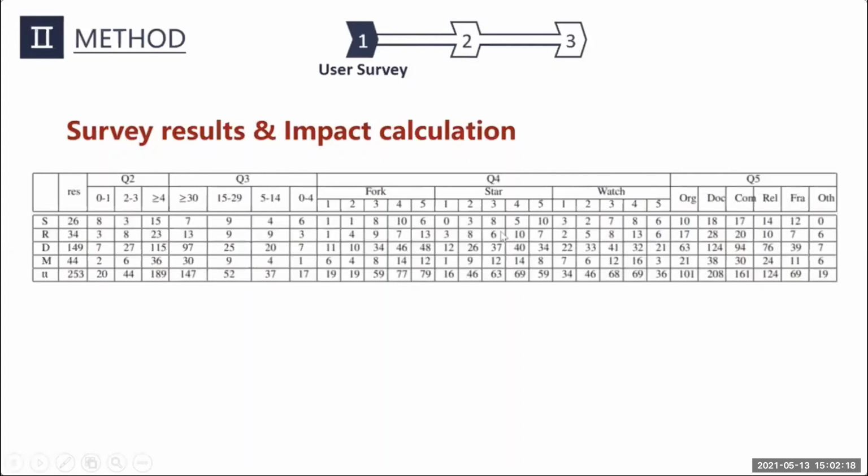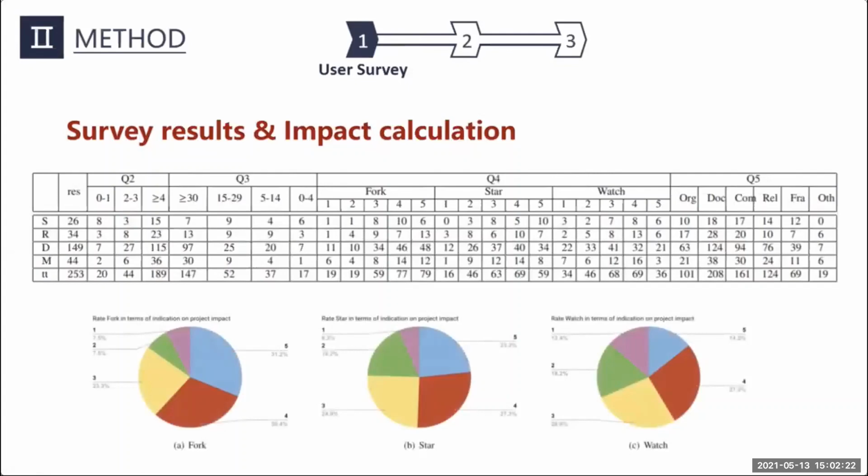The fourth question is about the rating of Fork, Star, and Watch. And here we have a pie chart which shows the results more clearly. The first pie chart is about Fork, the second is about Star, and the third is about Watch. We can observe that more than 60% of participants rate Fork as highly indicative of impact, that is, a rating of 4 or 5. This number is about 50 for Star, and about 41 for Watch. Around 23 to 27% of participants give moderate ratings, which means moderately indicating the impact. And only 15% of the participants believe Fork is less indicative of impact. This number is around 25 for Star and 31 for Watch.